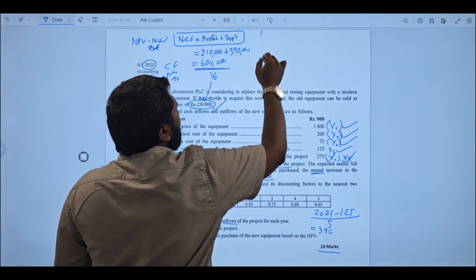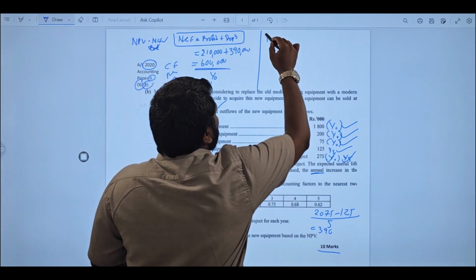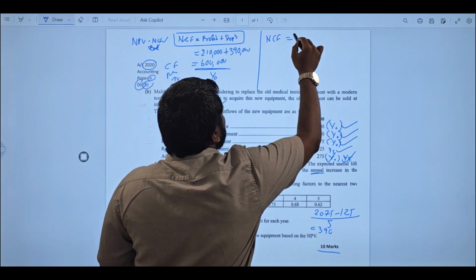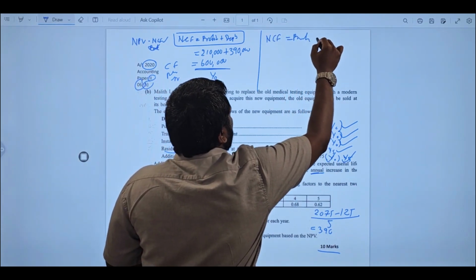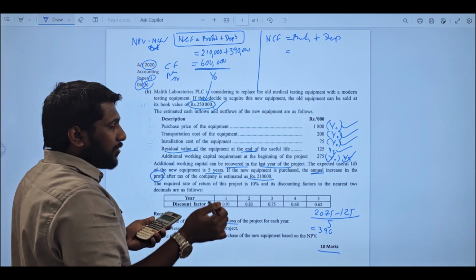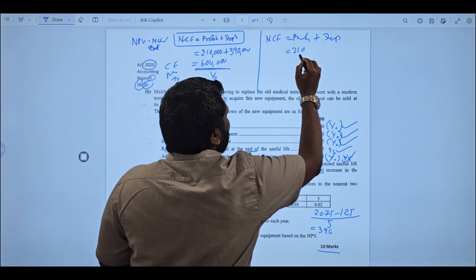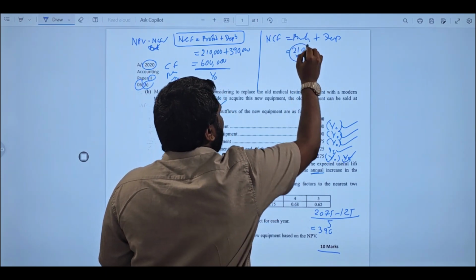So this is one way of doing the calculation. If not, you can take the total cash flow and do net cash flow equals profits plus depreciation. So profits 210,000 is for a year. Likewise, how many years are there? 5 years are there.